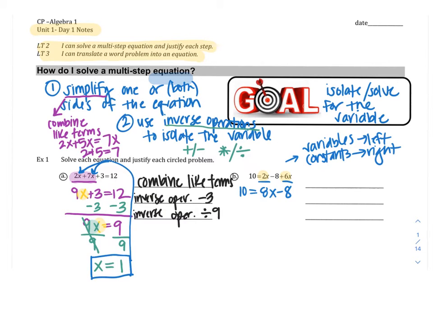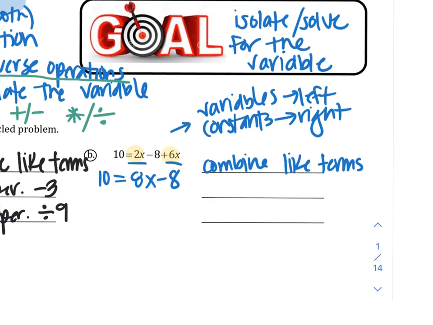And I mean left of the equal sign and right of the equal sign. So we're going to use inverse operations. So again, my first step was I combined like terms. Okay, and I'm going to zoom in here.